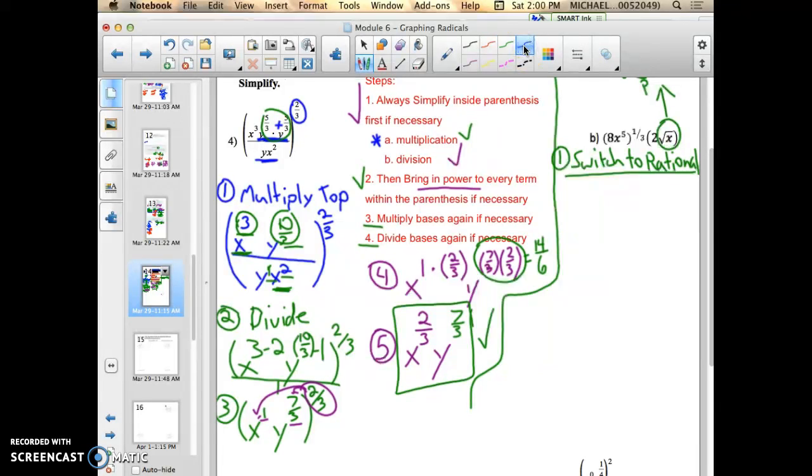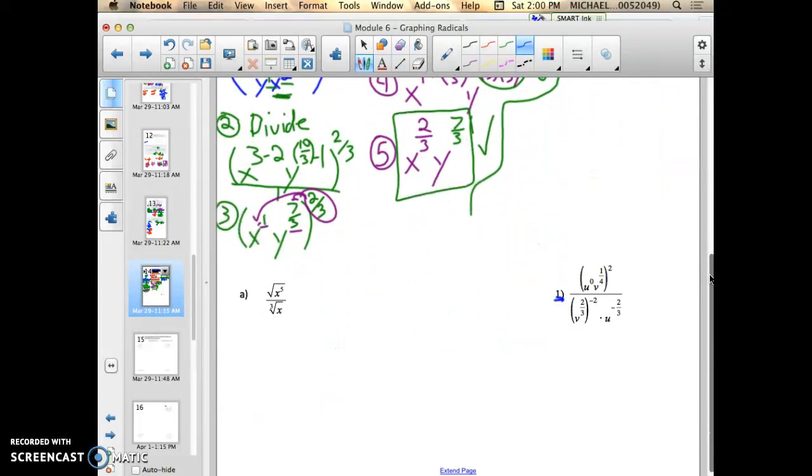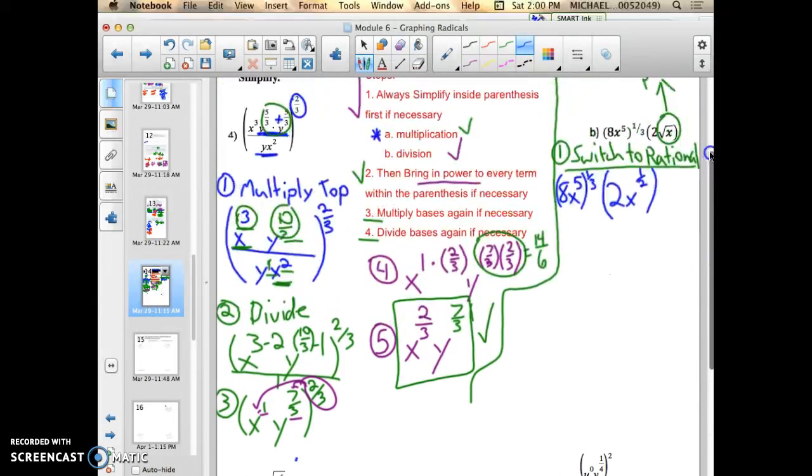So I didn't touch the 8x to the 5th, all raised to the 1/3. And now that's being multiplied by 2x to the 1/2 instead of the square root of x. So that is my first step. So if you notice down here, you're going to have to do that to this one. That's your first step before you apply any of the rules.